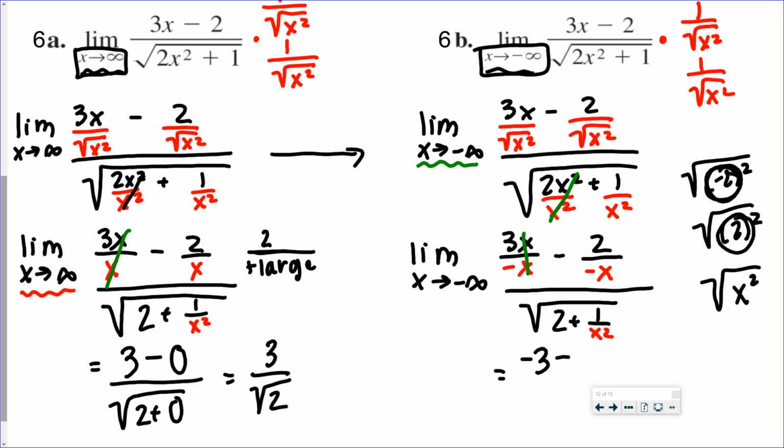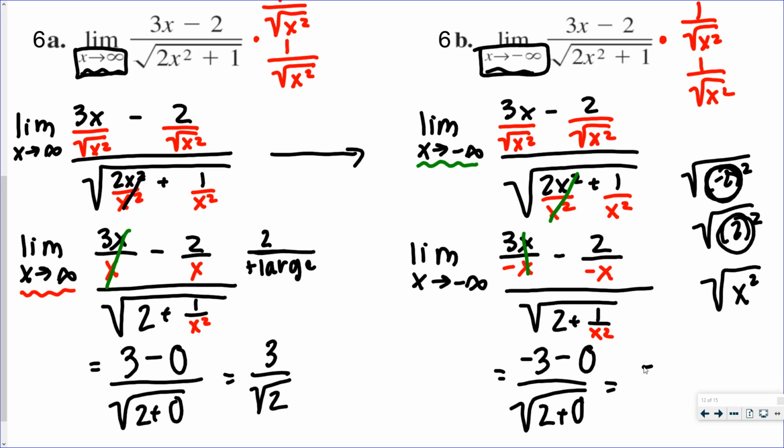Minus 2 over negative infinity, well, actually that would end up being positive infinity, so 2 over large is 0. Square root of 2 plus 1 over really large, that'd be 0. So we get negative 3 over 2. And we'll graph this function. We have horizontal asymptotes here at y equals positive and negative 3 over the square root of 2.